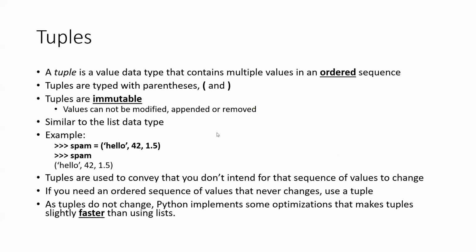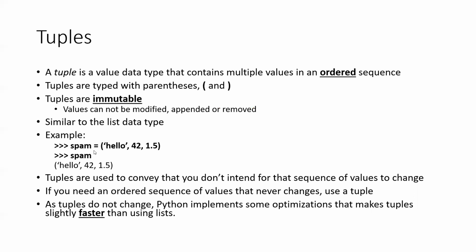Okay. The next one we talked about was tuples. A tuple is going to be a data type that has multiple values inside of it. They are an ordered sequence. Tuples are written using parentheses. Tuples are immutable, meaning that values cannot be modified, appended, or removed. They are very similar to a list data type.